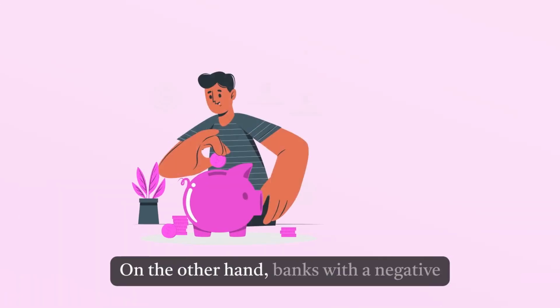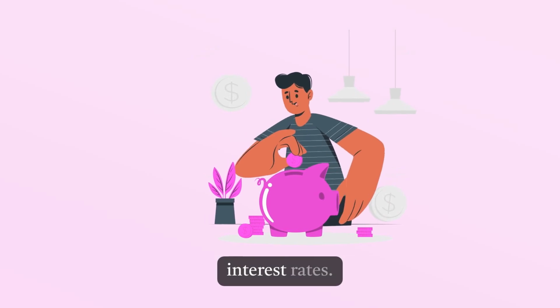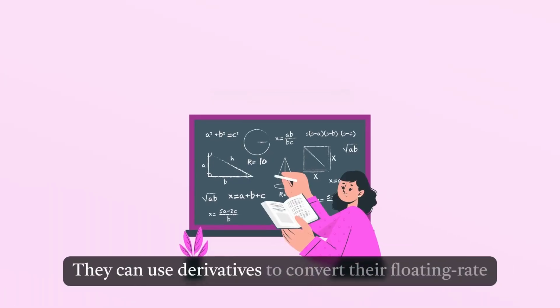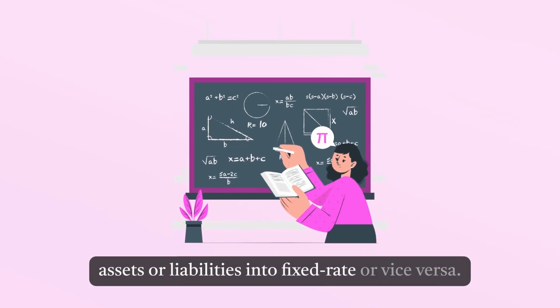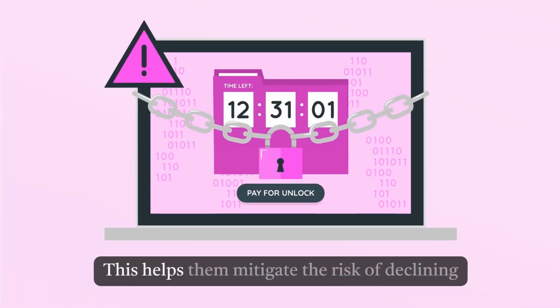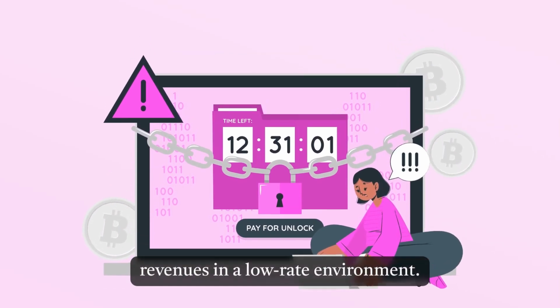On the other hand, banks with a negative repricing gap may choose to hedge against falling interest rates. They can use derivatives to convert their floating-rate assets or liabilities into fixed-rate, or vice versa. This helps them mitigate the risk of declining revenues in a low-rate environment.